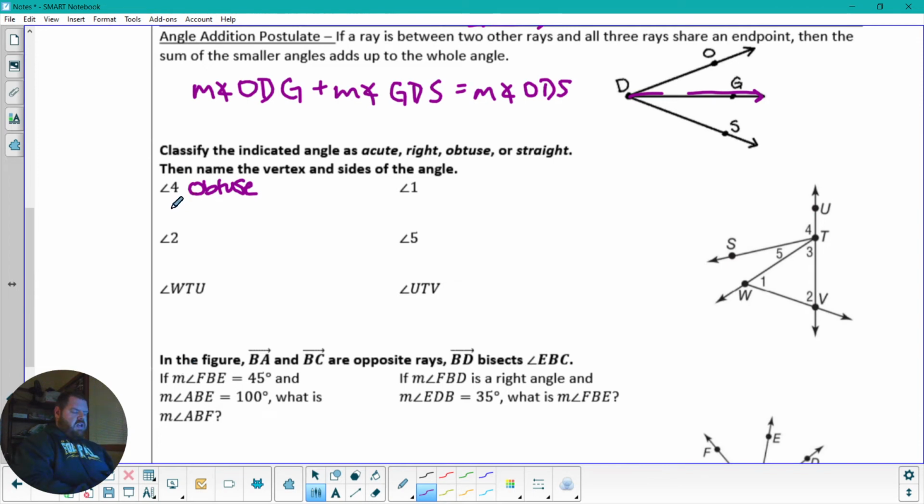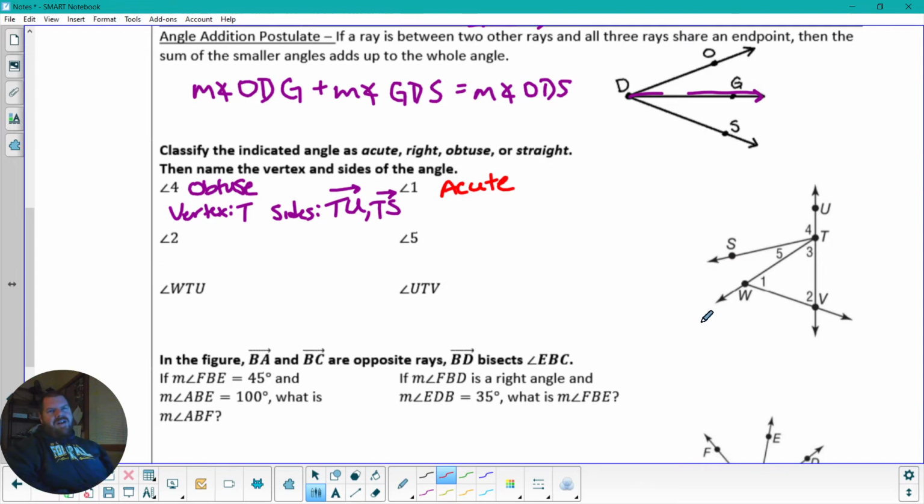The vertex is point T, and the sides, I'll abbreviate these, are TU and TS. They're rays. The next one is angle 1. Angle 1 is right here. That looks to me like an acute angle. The way I keep acute and obtuse straight is I think it's just a cute little angle. I know it sounds kind of cheesy, but that makes me think it has to be small.